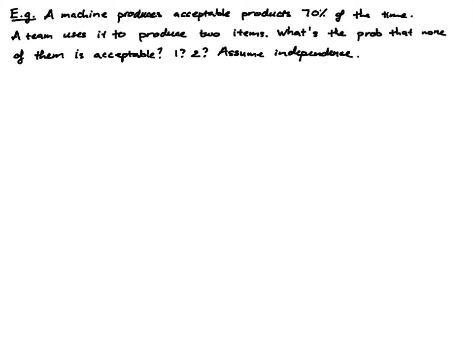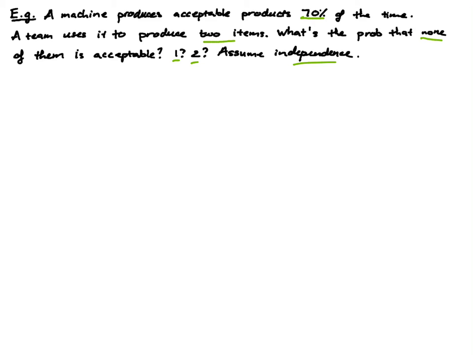So let's look at another example. Here we have a machine that produces acceptable products 70% of the time. A team uses the machine to produce 2 items. We want to find the probability that none of the items is acceptable, exactly one of the items is acceptable, and both items are acceptable. And then we assume independence.